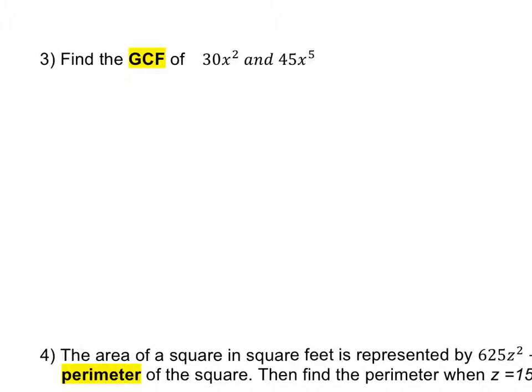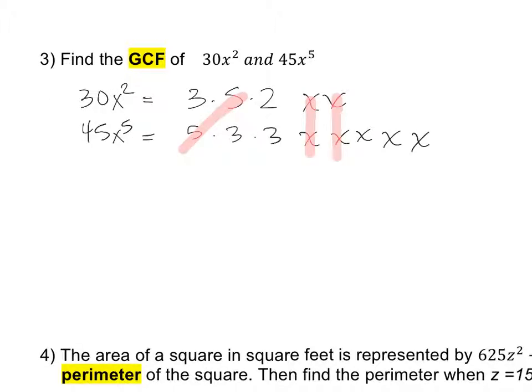By factoring it. Okay, and what do I get? For the first one, I got 3 times 5. So as I do the prime factors, I notice that they have a 5 in common, they have a 3 in common, so 5 times 3 is 15, and they have 2 x's in common. So the GCF is 15x squared.